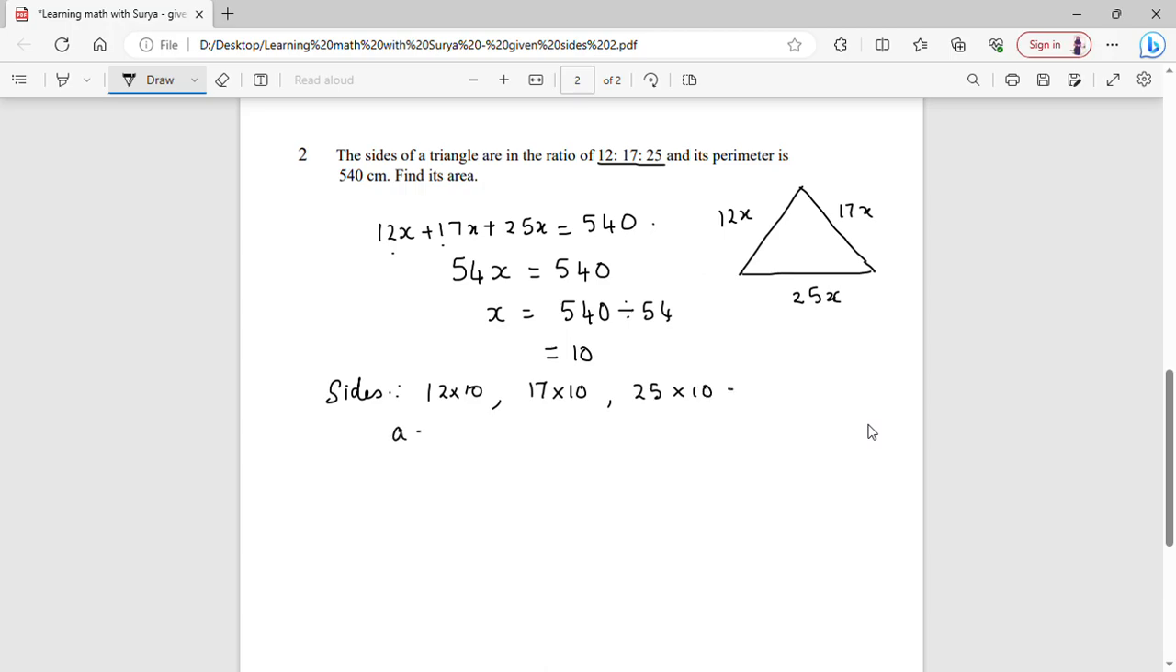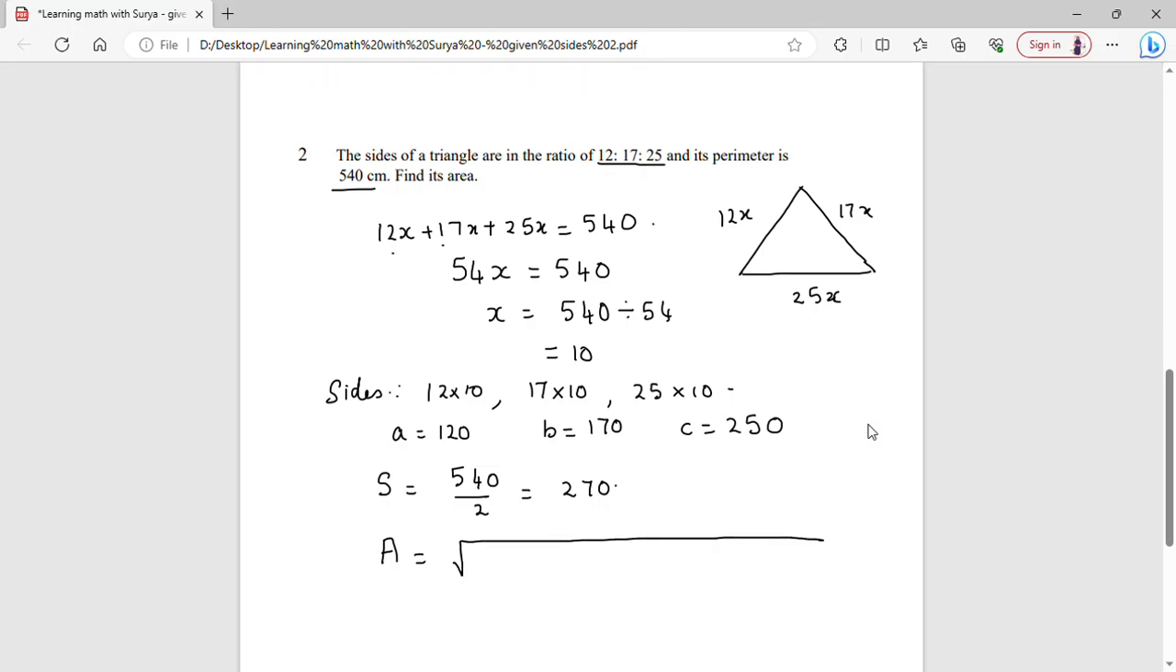Or in other words, A is equal to 120, B is equal to 170 and C is equal to 250. Now, what is S? S is half the parameter. We know what's the parameter, 540. So it's 540 divided by 2, which is 270. So now I'm going to calculate what is my area, which is A is equal to square root of S into S minus A into S minus B into S minus C.